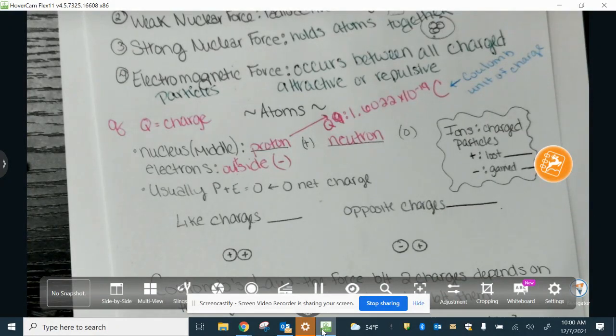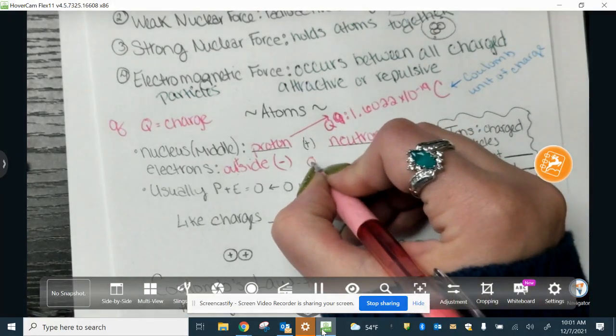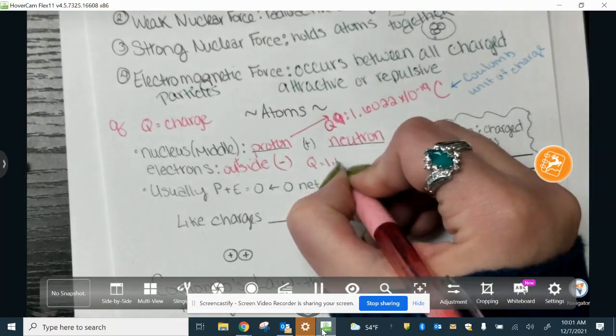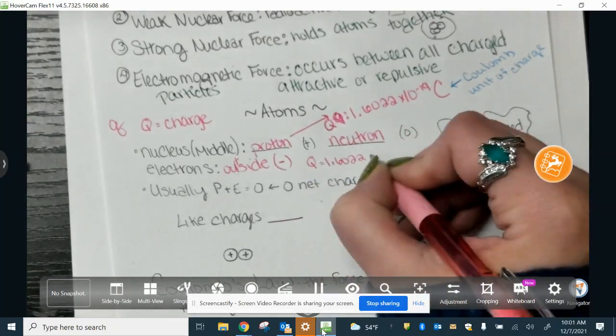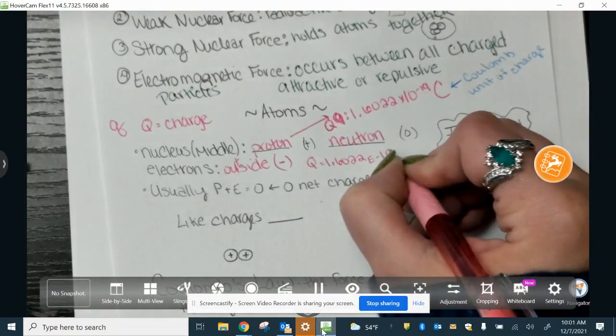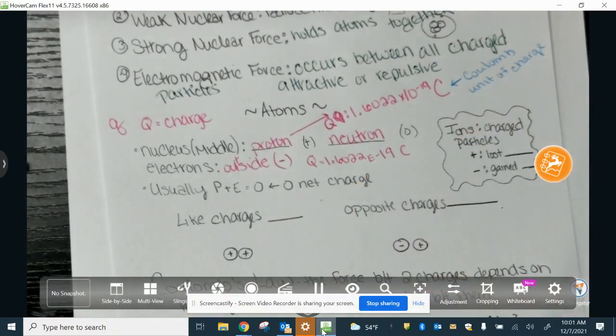Thank you. So, electrons also have a charge of Q equals 1.6022 times 10 to the 19th coulombs. The difference is that electrons, that's a negative charge. Protons, it's a positive charge.